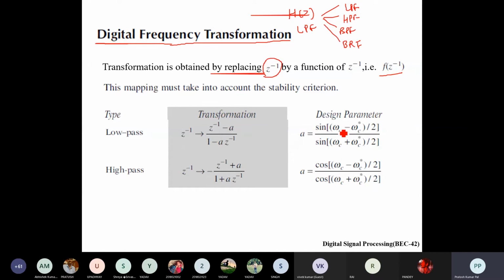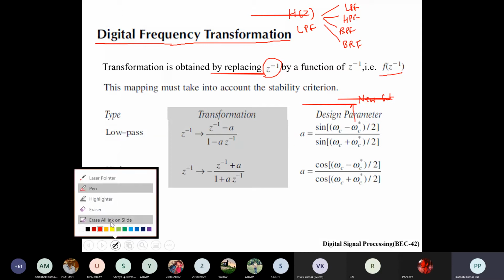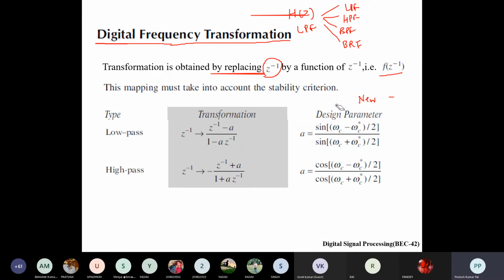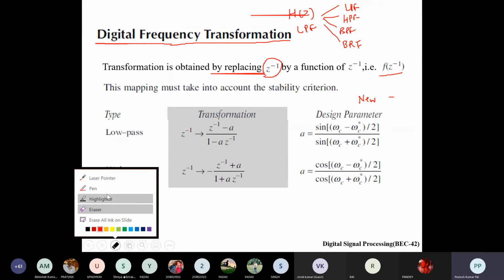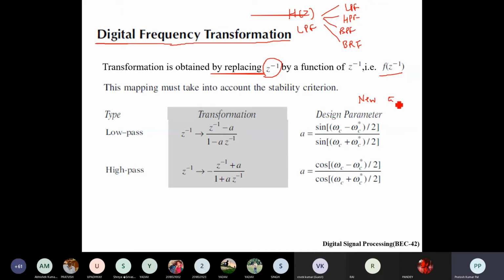Where alpha will be sine of omega c minus omega c star divided by 2, the whole divided by sine of omega c plus omega c star divided by 2. Here omega c star will be your new cutoff frequency. Like in the analog part we have seen, this will be your new cutoff frequency.